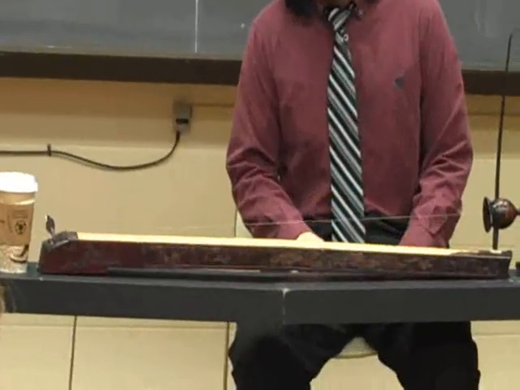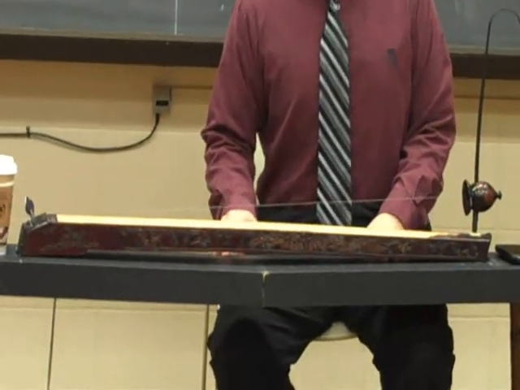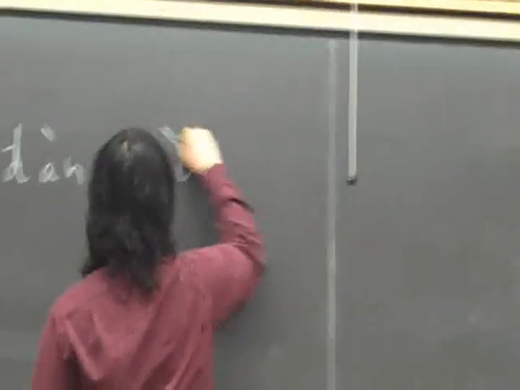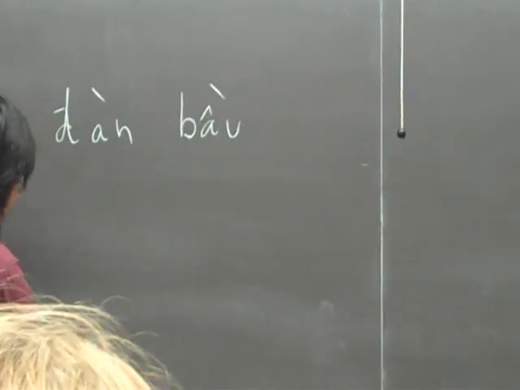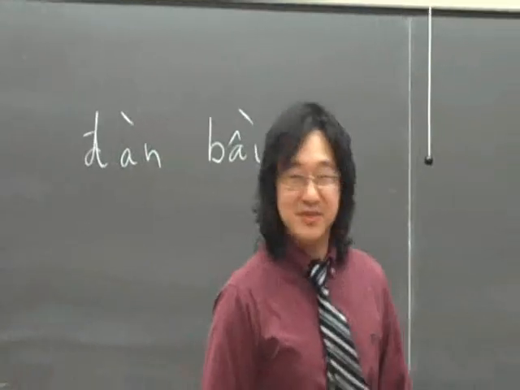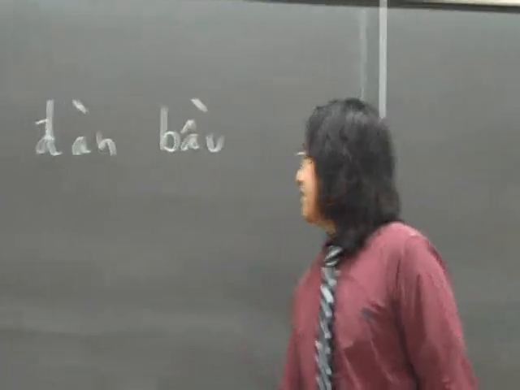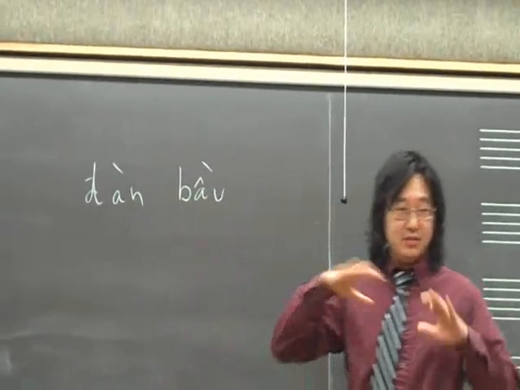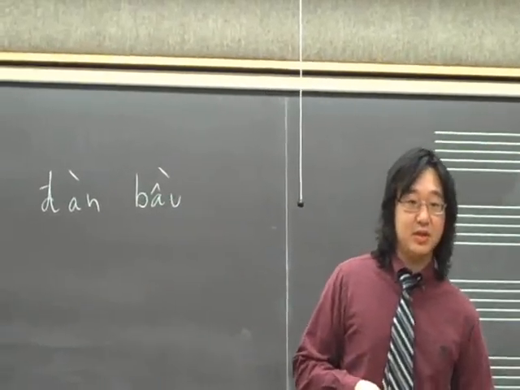This is the Vietnamese Dan Bau, D-A-N-B-A-U. Vietnamese was changed to the Latin alphabet because of French missionaries. So Dan, Bau, and then we got a bunch of diacritics to represent all our different pitches in the language.